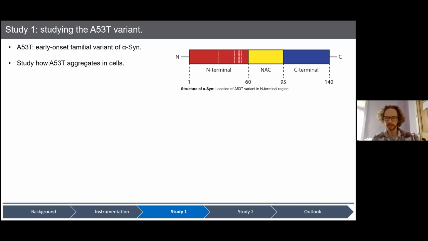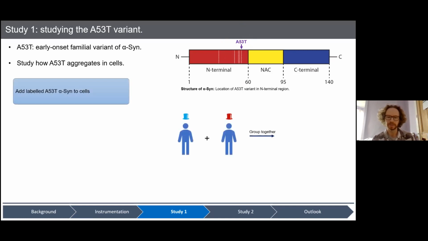So my first study involves looking at a specific inherited variant of alpha-synuclein, and this formed part of a larger study with University College London. So studying variants is important, as although most Parkinson's cases are sporadic, the variants are good models for studying different processes in Parkinson's. So A53T is an early age onset, rapidly progressive variant of the protein, which comes from a change in the genetic sequence right here. And we wanted to solve both how and where it aggregates in the cell to understand its pathology better. So for studying this, we first added labeled protein to cells.